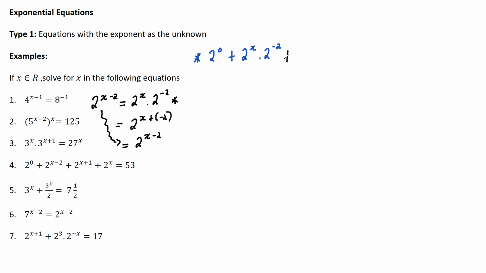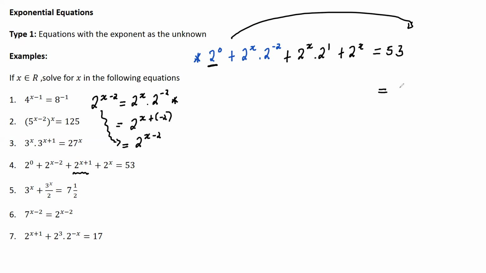And then here, I can break this 2 to the power x plus 1 easily as 2 to the power x times 2 to the power 1. Then finally, there's also a 2 to the power x, and apparently it's equal to 53. Now, 2 to the power of 0 is 1. That's a number, it's 1. So when I take 1 to the other side, I'll end up with 52, because 53 minus 1.